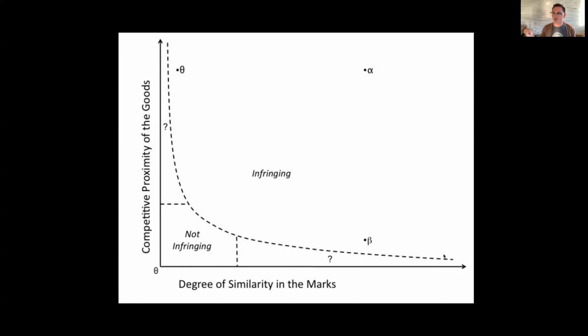Likewise, the more similar the marks, the less close the products have to be in order to find that confusion has taken place. By contrast, the more different the markets, the more similarity you're going to need in order for consumers to be likely to be confused, right?